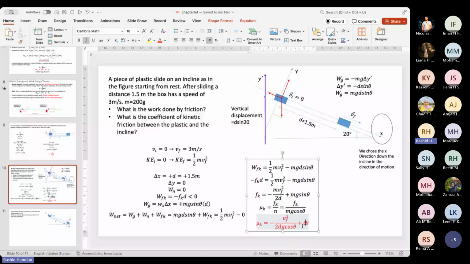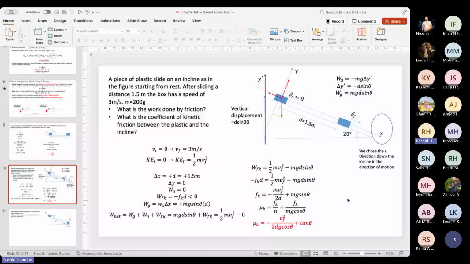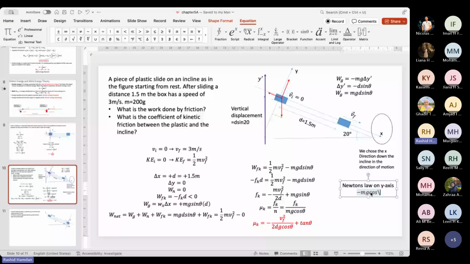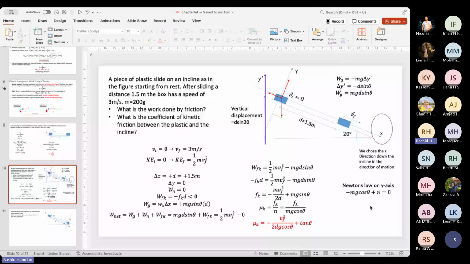Now why mg cosine theta? Because when we apply Newton's law, let's write it, it differs from before. Newton's law on the y-axis: I have minus mg cosine theta, so it's the projection on the y-axis, plus n equal to 0. So n is mg cosine theta. Thank you for this valuable correction.